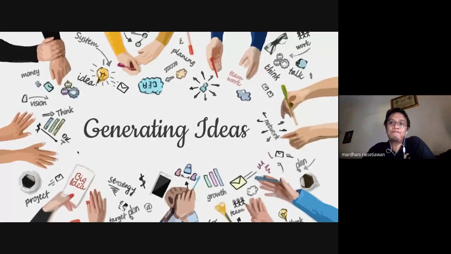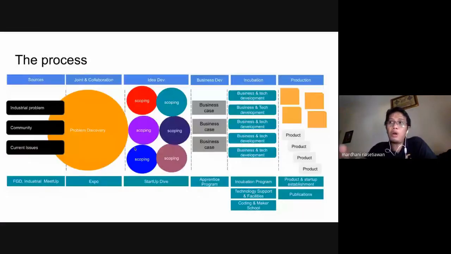So I call it like the gotong royong concept in our society. We try to develop the product not only from the CEO or the CTO, or from the chief product officer, but also from the members of the startup. We try to develop together. So I will give you some explanation of how the process works. We will discuss a lot here.